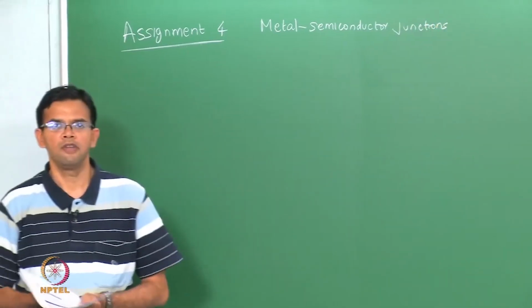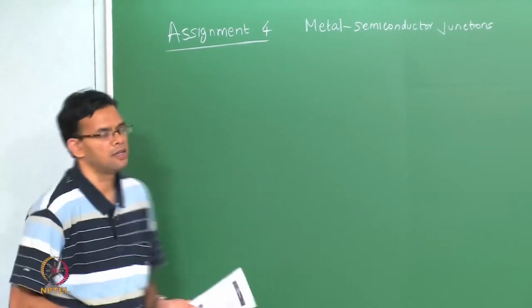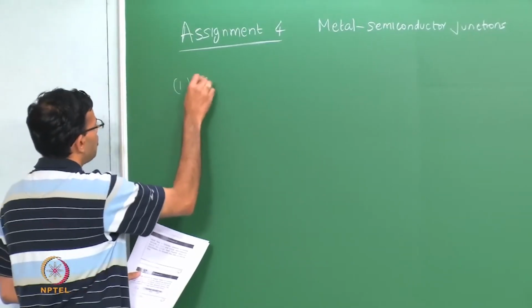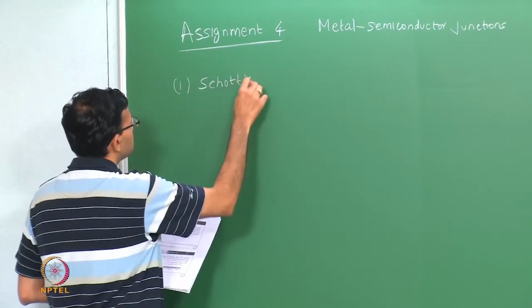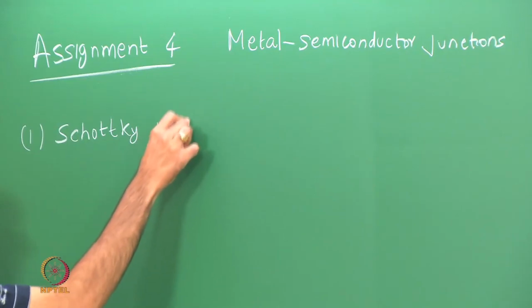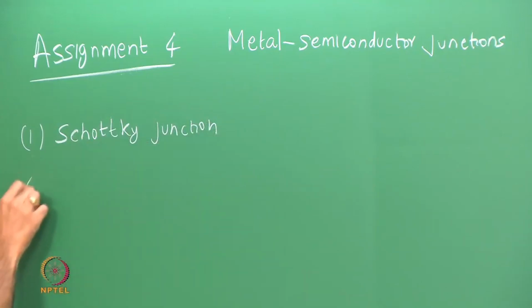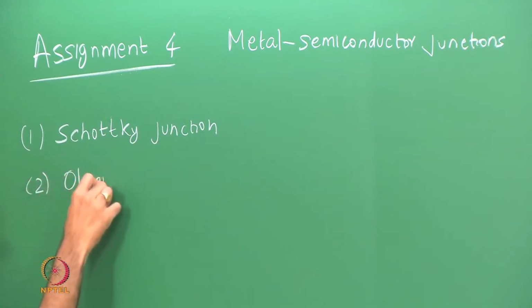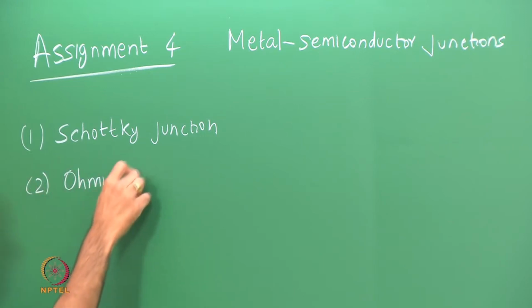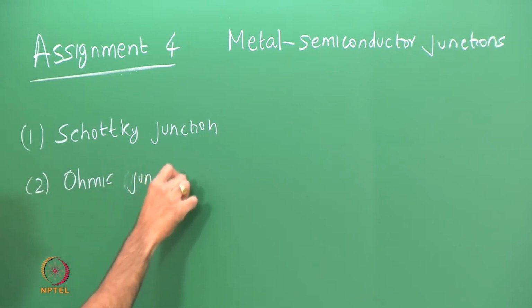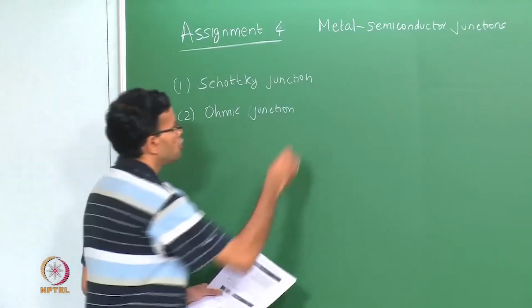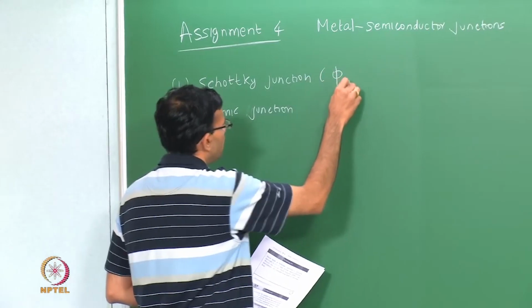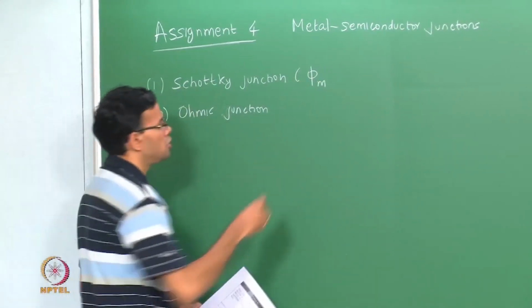So, in class we looked at two kinds of metal semiconductor junctions. One was the Schottky junction or the Schottky contact, and the other was the ohmic junction or an ohmic contact. So, we saw that a Schottky junction forms when the work function of the metal, so phi m, is greater than the work function of the semiconductor.